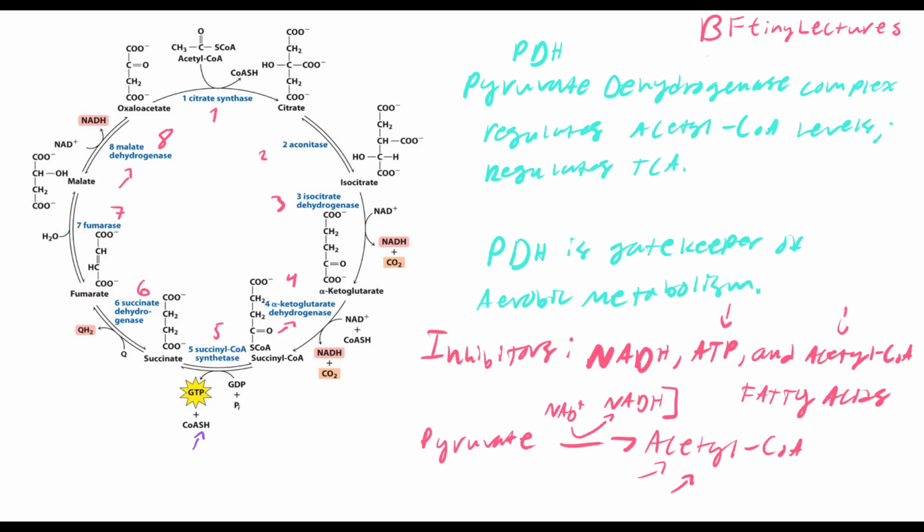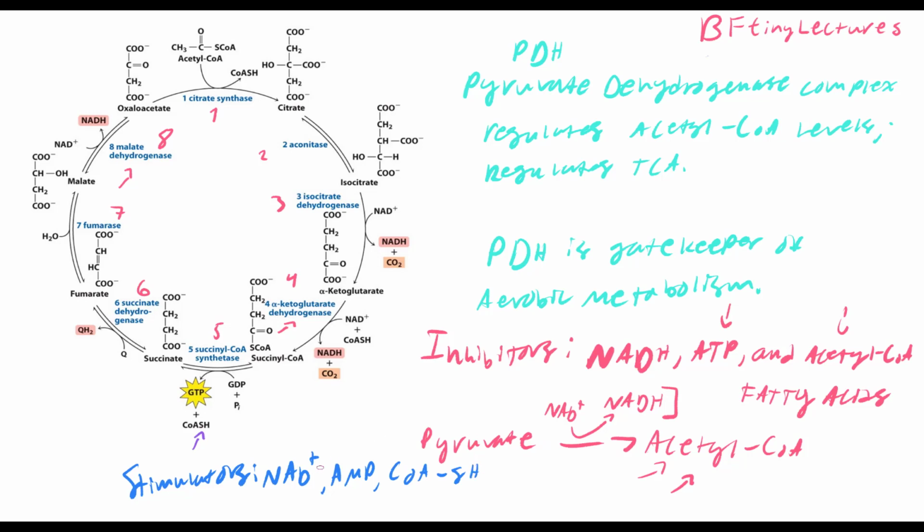So we talked about inhibitors. Then what are some stimulators? What makes the system create acetyl-coenzyme A? So some stimulators would have to be NAD+, AMP, and what else? Coenzyme A with a thiol group, excuse me.